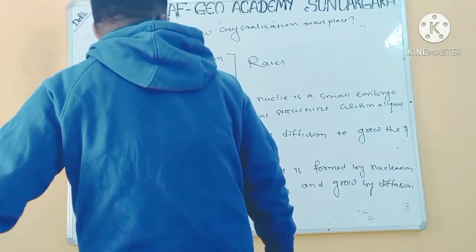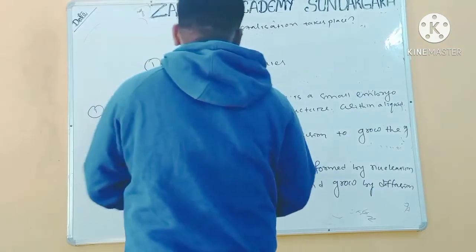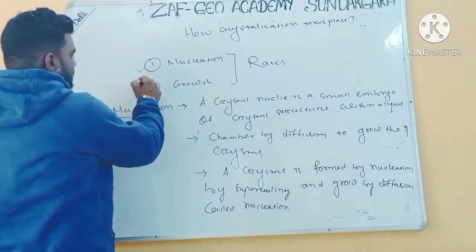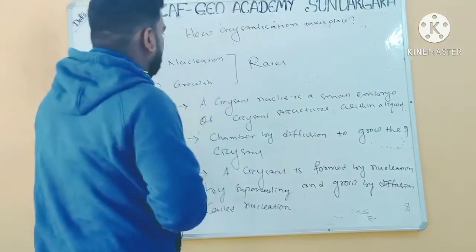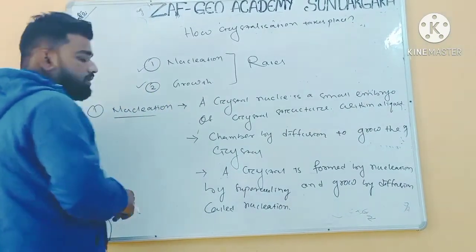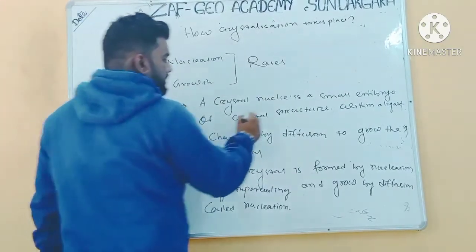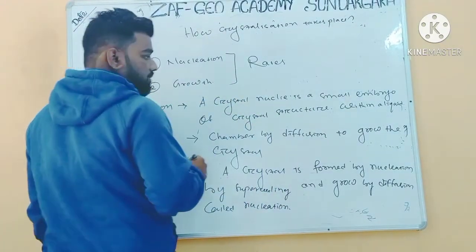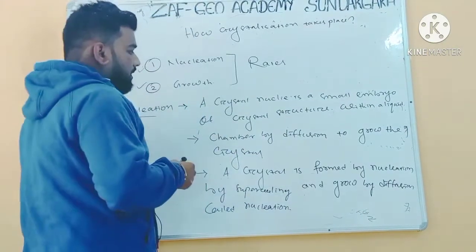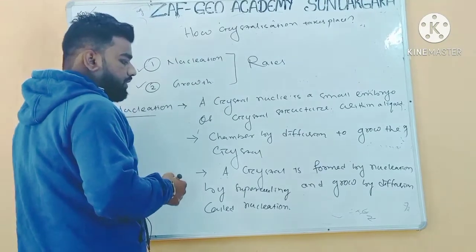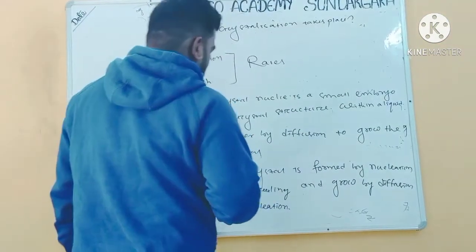Now, how does crystallization take place? Crystallization basically takes place by two processes called nucleation and growth. So crystallization depends on the rate of nucleation and the rate of growth. A crystal nucleus is a small embryo of crystal structure within a liquid, which grows by diffusion. A crystal is formed by nucleation by supercooling and grows by diffusion.